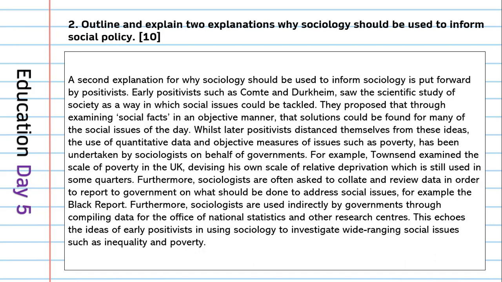Furthermore, sociologists are often asked to collate and review data in order to report to government on what should be done to address social issues. For example, the Black Report. Now, the Black Report was a report into conditions of poverty, particularly in terms of housing. I think it was in the early 1980s, but it was rejected because of the sheer cost for it to be implemented. Instead, Thatcher's government decided to sell off most of the council houses rather than invest in spending on them.